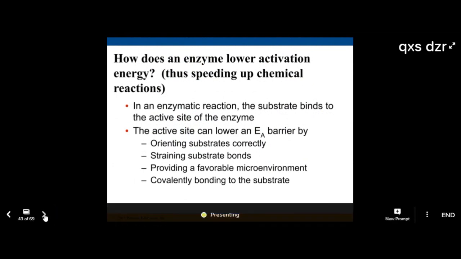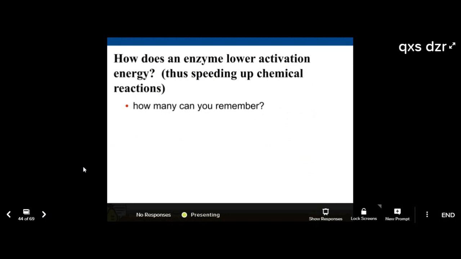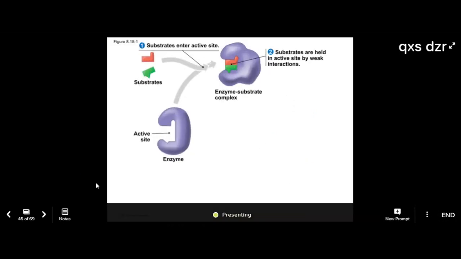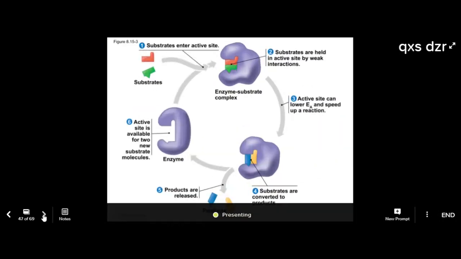There's all kinds of ways the active site does that. I'm not going to worry about that. We're not going to worry about that. You know this picture, right? This is the same as the other picture I showed you.